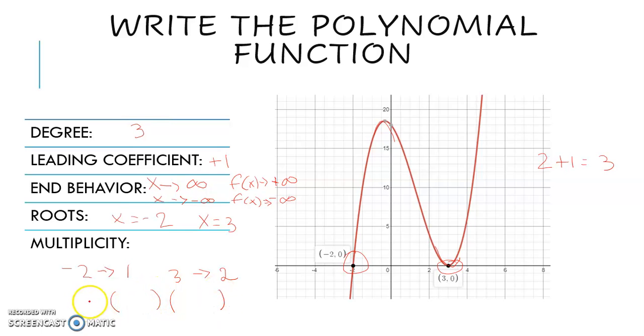That means we can predict that the equation looks like this. It's going to be x plus 2 times x minus 3. And since the minus 3 has a multiplicity of 2, we're going to put a 2 there. Okay, so this is just a quick overview of how you can determine the equation of a graph based on understanding the degree, the leading coefficient, and behavior, roots, and multiplicity. All right, thanks, guys.